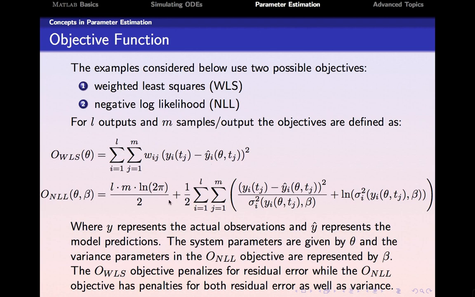And then negative log likelihood tries to simultaneously minimize both the deviation of your predictions from your observations, and it also tries to minimize the variance. And in this case, you can model the variance any way you want. We'll talk about the details of that in a minute. So these are the two objective function values that my scripts will allow you to use. If you don't want to use weights, you can just set the weighting values to 1 for all of them, and that basically turns your weighted least squares problem into a sum squared error problem.